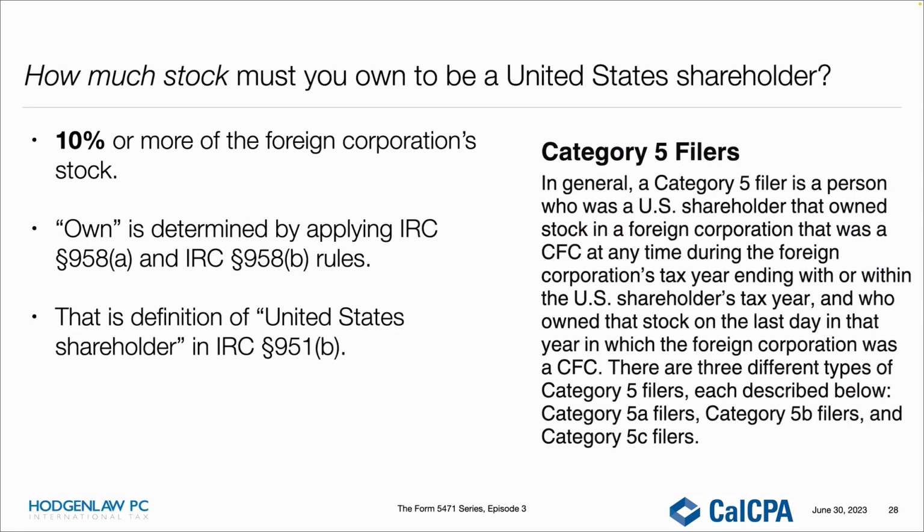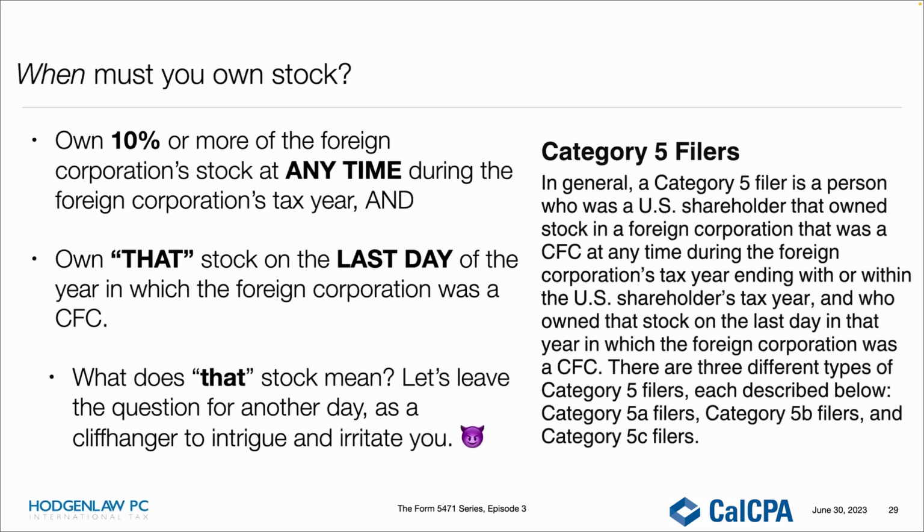So again, now I've got the instructions in a little excerpt on the right. What's a category 5 filer? And I've got the summary on the left. Ownership. This slide's kind of redundant, so it may go in the next episode. And the when question, so just I exist while an owner.